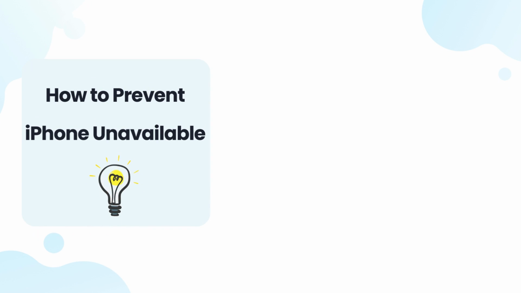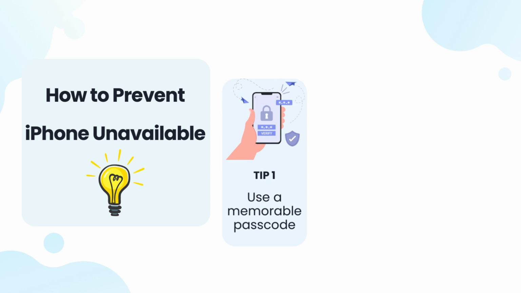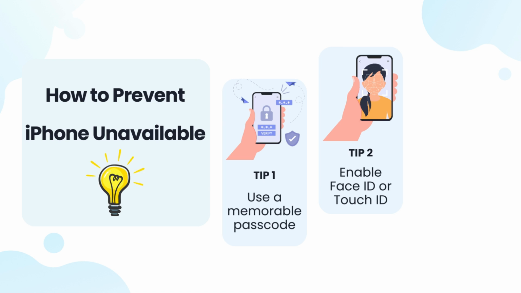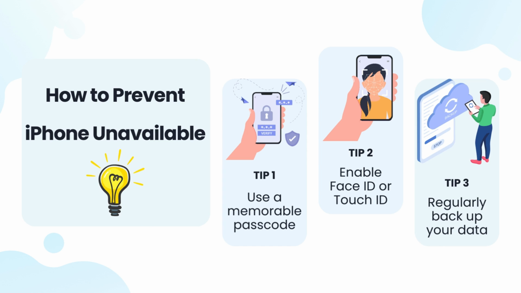To prevent iPhone unavailable lock screen, here are some quick tips for you. Tip 1. Use a memorable passcode so you won't forget your password and won't run into the iPhone unavailable lock screen again. Tip 2. Enable Face ID or Touch ID for easier access. Tip 3. Regularly back up your data to iCloud or your computer so that you won't lose any essential data on your iPhone.